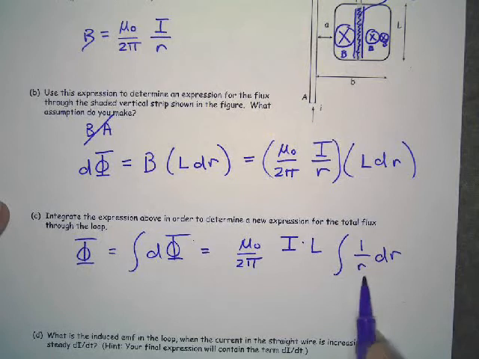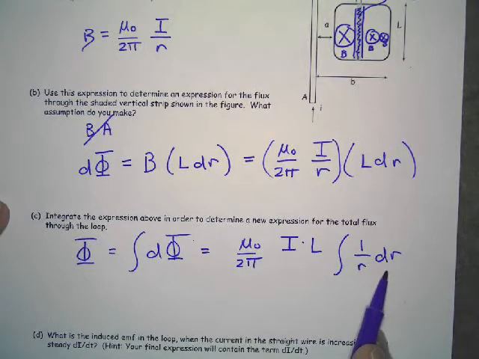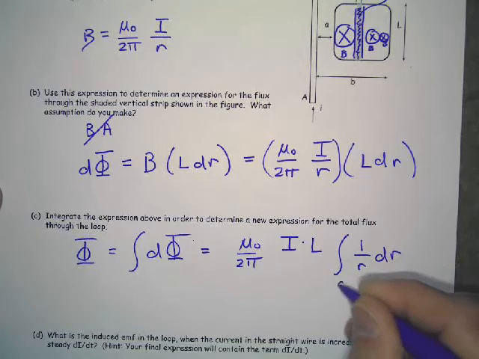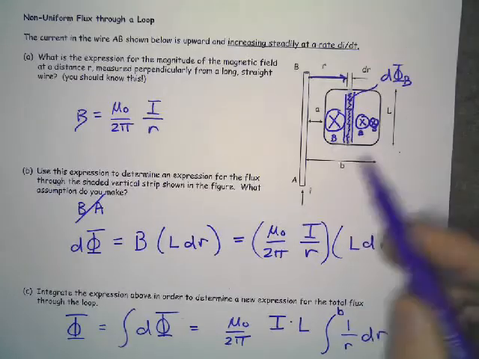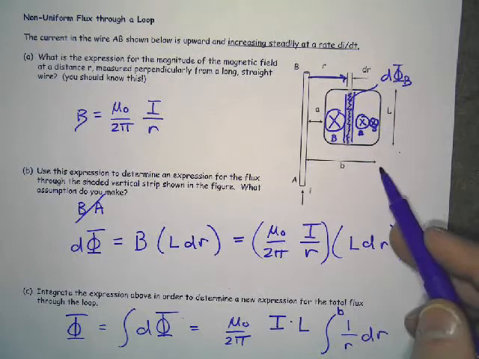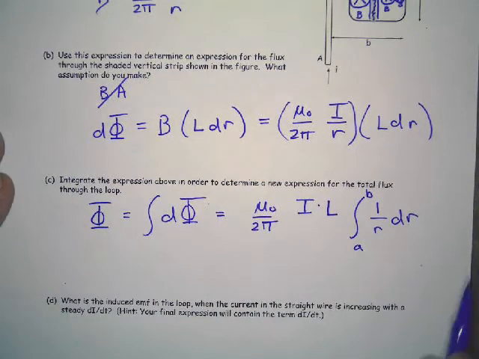But my 1 over R, right, is not a constant, and that has to stay in the integral, okay, because this becomes an integral of dr. And what I want to do is integrate from A to B. A is going to be, let's go back to the picture, A is the inside radius, B is the outside radius of the loop. So that's the integral I need to do.